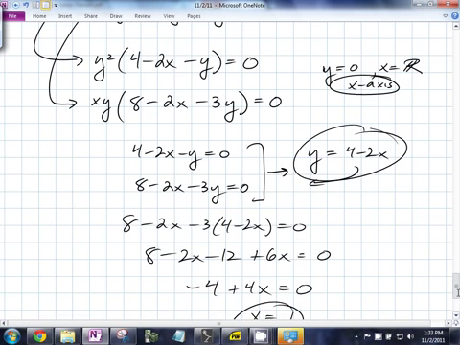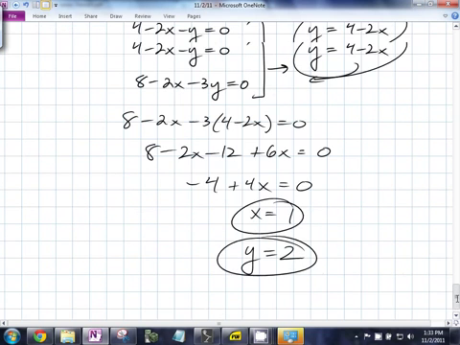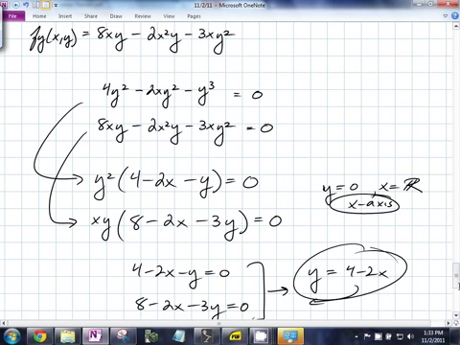But it doesn't satisfy the first one. If x is 0 here, yes, it makes the whole thing 0. That's correct. But does it satisfy this one? No, it doesn't. If x is 0 right here, what does y have to be? 4. 4 and 0. So you're right. If x is 0 is also one of them.